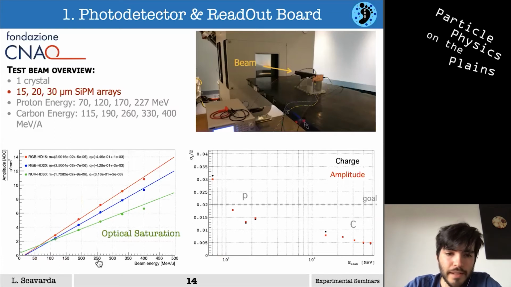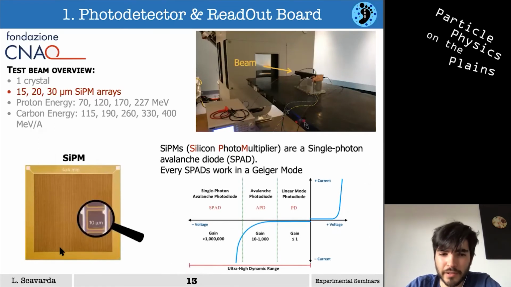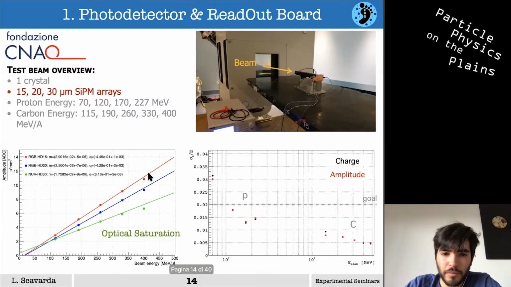In this plot, we have the linear response only with the 5 energies of carbon beams for the 3 different silicon photomultipliers. I didn't tell you, but we are not using a single silicon photomultiplier like this, but we are using a matrix of these, what we call a tile. So in red, we have the silicon photomultiplier arrays with 15 micrometers, in blue with 20 micrometers, so like the size of the microcells, and in green with 30.